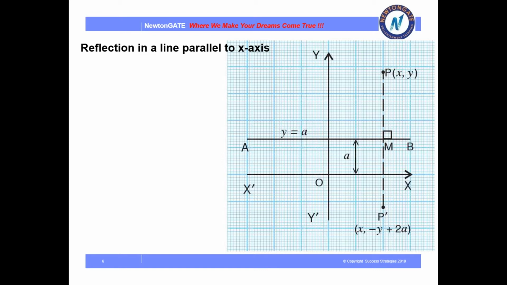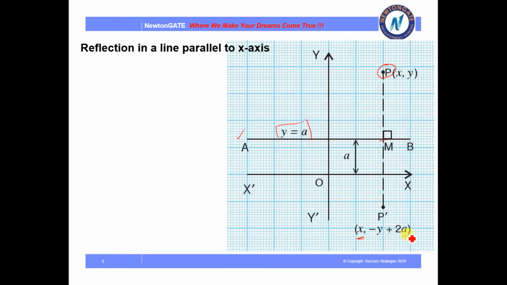So if a point is reflected on a line, here the line is AB and the equation of this line is y is equal to a. That means in this line AB, the value of y is always equal to a. What will happen if the point P is reflected in AB, that is, in a line parallel to the x-axis? The point after reflection will become x, the value of x will remain constant, and the value of y will become minus y plus 2 into a.